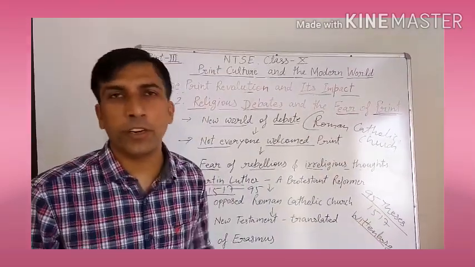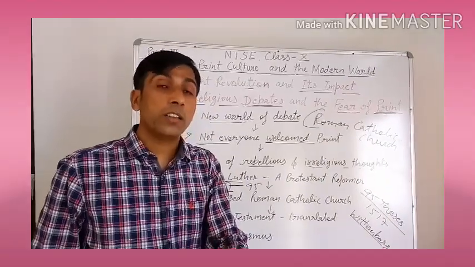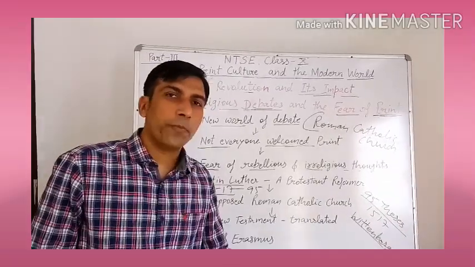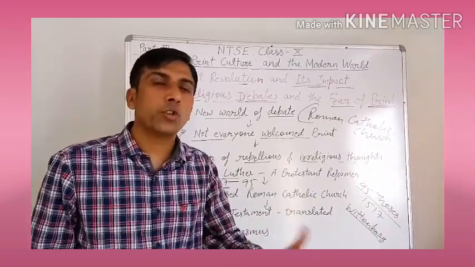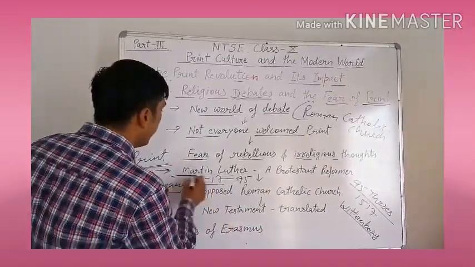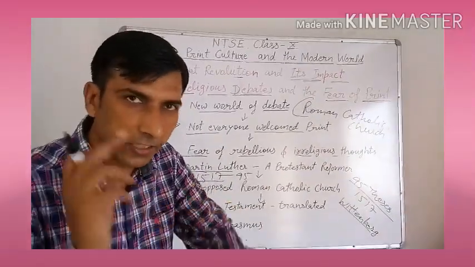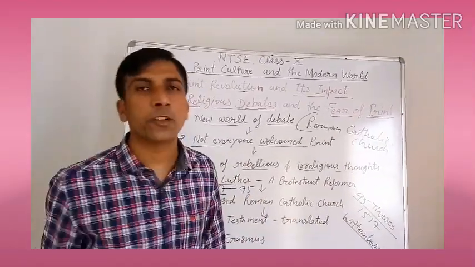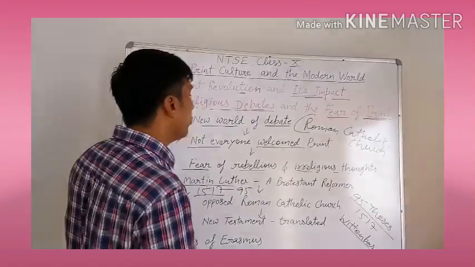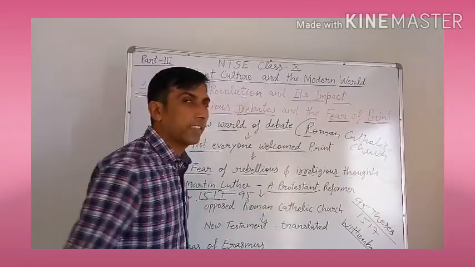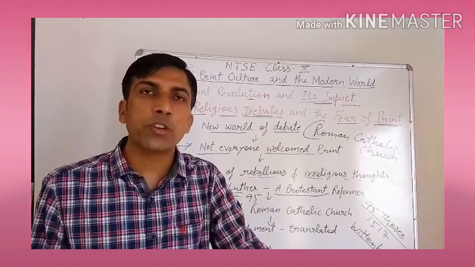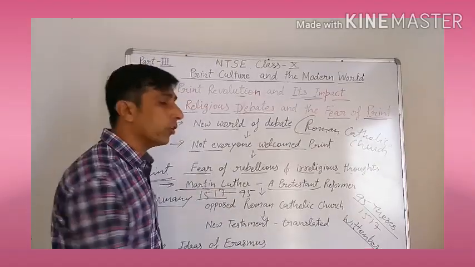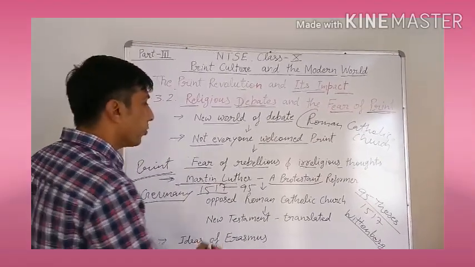By opposing the Roman Catholic Church, it was a challenge in front of the Roman Catholic Church. The Roman Catholic Church also printed ideas to oppose the ideas of Martin Luther. So this was the beginning of the religious debate between Martin Luther, a Protestant reformer, and the Catholic Church. Clear? So this was the new branch of Christianity, Protestants. Christianity was divided into two parts, Catholics and Protestants. So Martin Luther was a Protestant reformer, and he opposed the Roman Catholic Church.